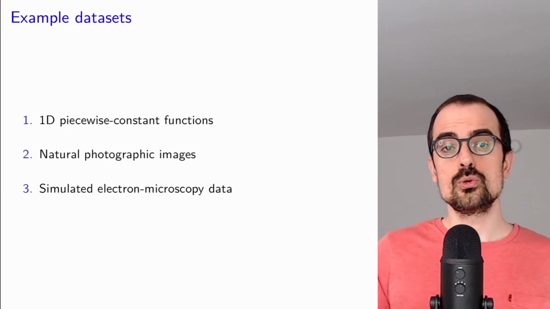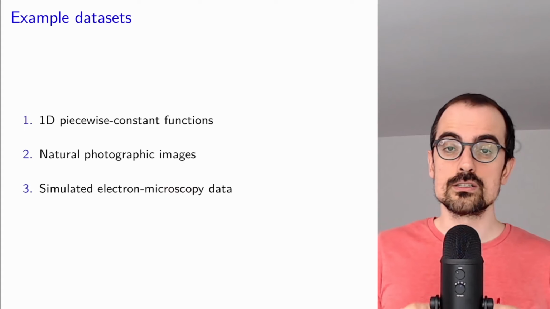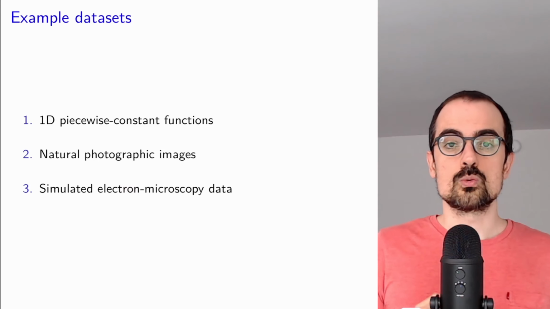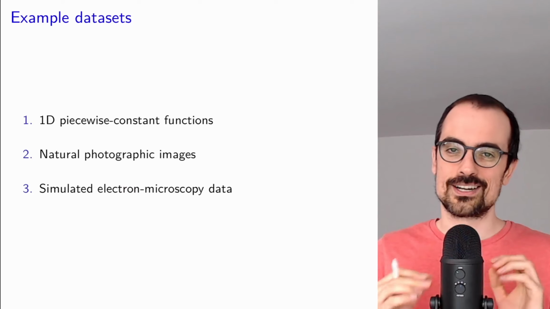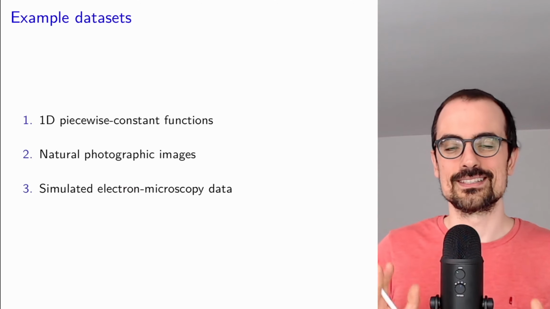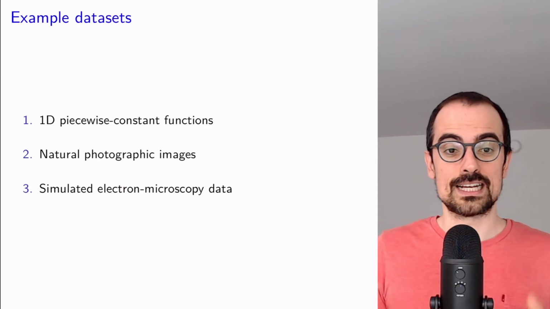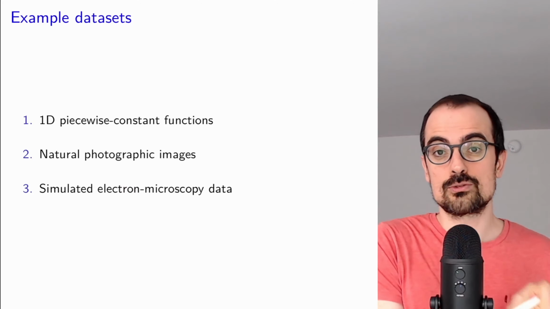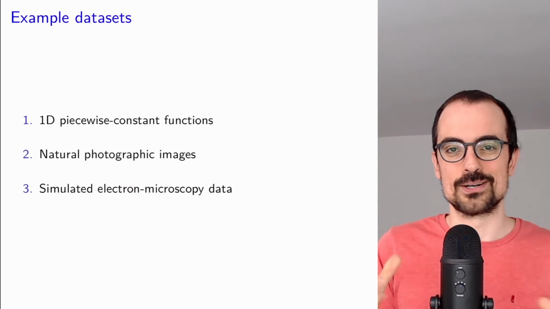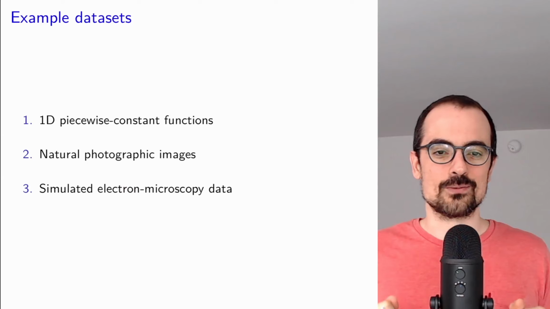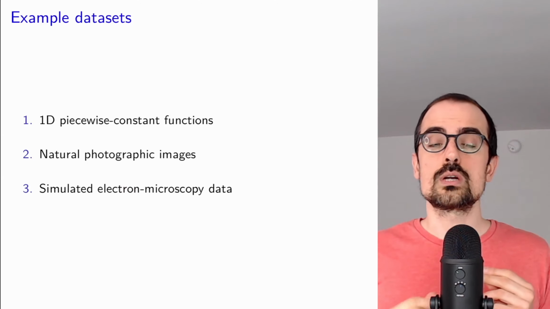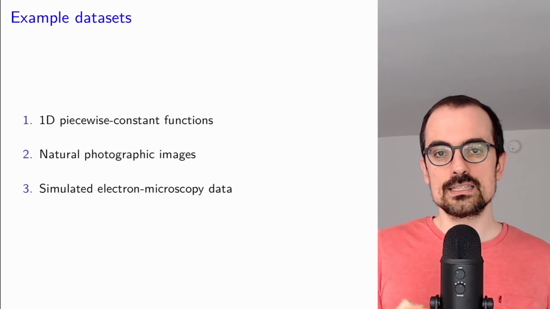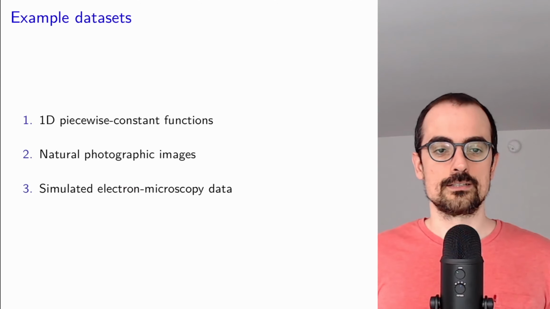In this tutorial, we're going to use 3 types of signals in order to illustrate the denoising problem. The first one are 1D piecewise constant functions, which are perhaps the simplest possible signal that we could consider. Then we're going to talk about natural photographic images, which are naturally the focus of a lot of the literature on denoising, because people really care about taking pictures with their cameras and they want them to look good. And finally, we're going to look at a scientific imaging application where we want to denoise electron microscopy data, which is similar to the one that I showed at the beginning.